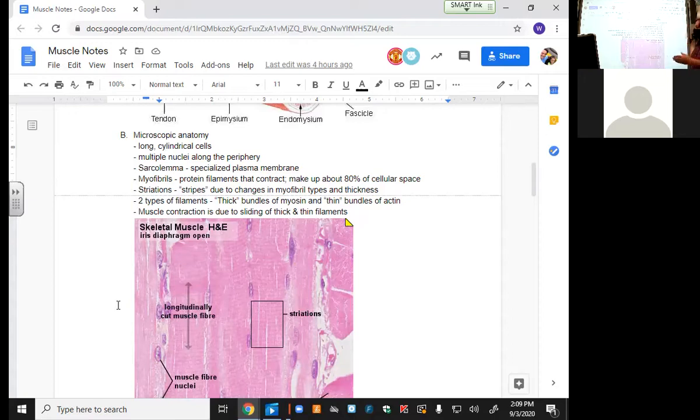Most of a muscle cell, the reason that this picture right here is bright red is that, number one, it's stained bright red. Anytime you see a microscope picture, they had to stain it to look like that.